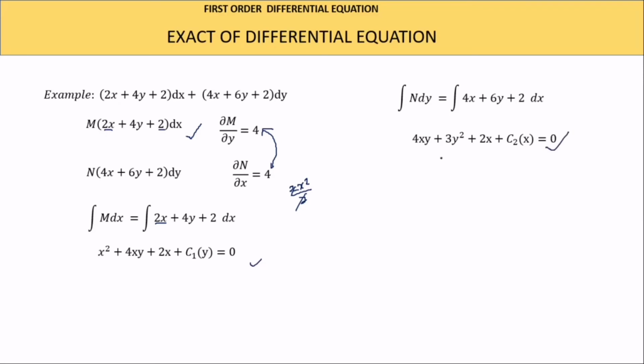Now, after getting these two equations, you are now going to sum them up. Therefore, you take their common terms. So when they are common, you choose one. So the answer you're going to get is x squared plus 4xy plus 3y squared plus 2x is equal to c. This is because the 4xy reflects here, and the y squared also reflects.